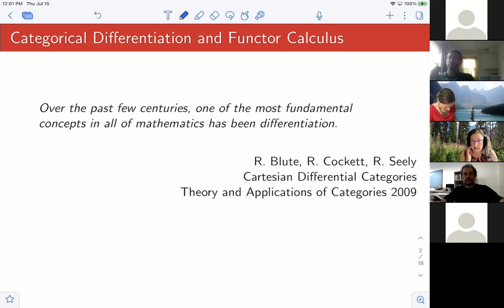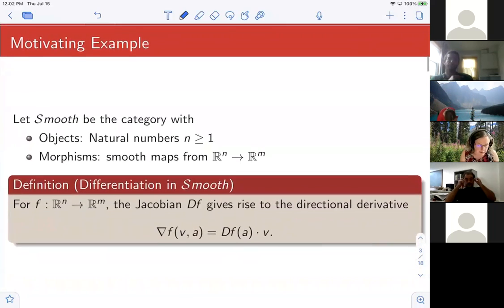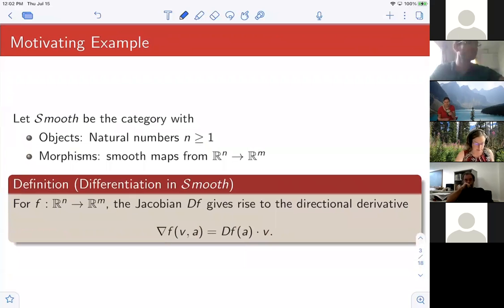And this is related to the tangent categories that Geoff Cruttwell spoke about this morning. The Cartesian differential categories that I'll talk about are kind of like trivial tangent categories in some sense, where the tangent structure is trivial, but they are closely related to one another. Okay, so here's a motivating example of what it means to be a Cartesian differential category.